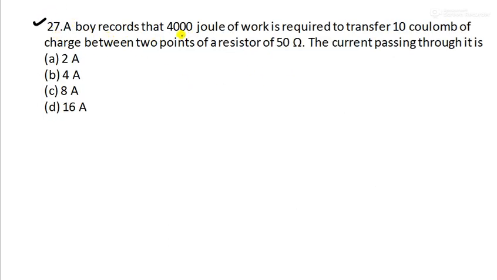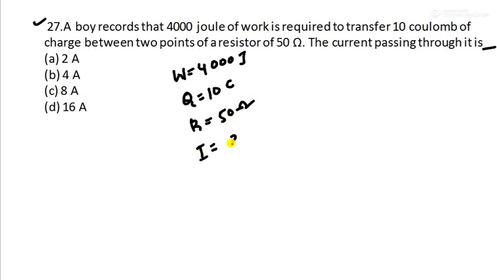A boy records that 4000 joule of work is required to transfer 10 coulomb of charge between 2 points of a resistor of 50 ohm. The current passing through it is dash. So once again write all the data. So they have given work done. How much is that? 4000 joule. And charge is given, Q is given as 10 coulomb, and the resistance of resistor is 50 ohm. They have asked what? I. Current is how much? Okay, the current passing through the conductor is dash.